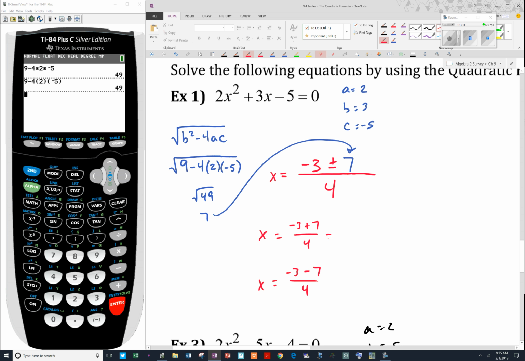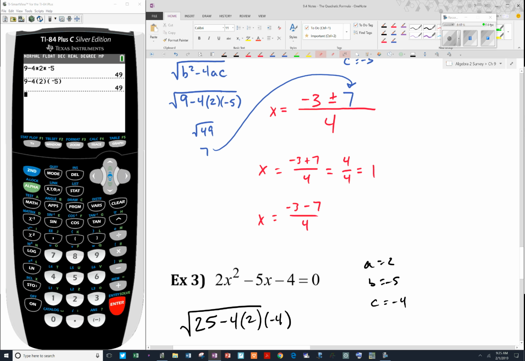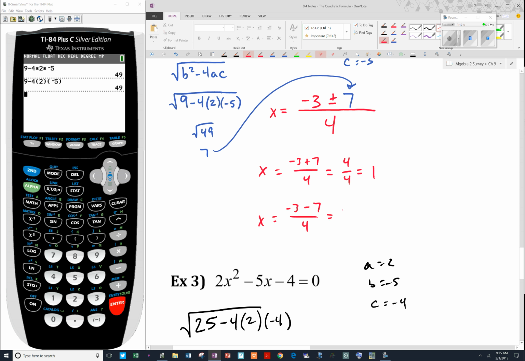And now let's just find out what each of these are. In the numerator in this top one, negative 3 plus 7 is 4 over 4. What does that simplify to? Okay, 1. And then in this one is negative 3 minus 7. That's negative 10 over 4. Let's just leave this as a fraction. Let's simplify it though. What can that simplify to? Negative what? 5 over 2. Good. 5 halves, 5 over 2. Perfect. Those are your 2 answers.